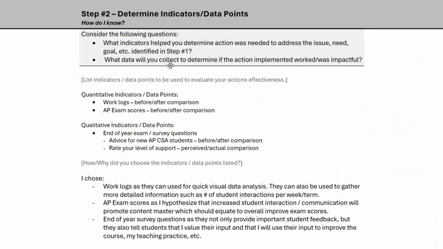Now let's take a moment to return to my question of the week action research journal to remember what data indicators I identified in step 2. I identified 3 data indicators that I could use to determine if my action implemented was successful. Those indicators were my work logs, AP exam scores, and survey questions from an end-of-year assessment. Questions like, what advice would you give new AP Computer Science A students, and rate your perceived level of support.